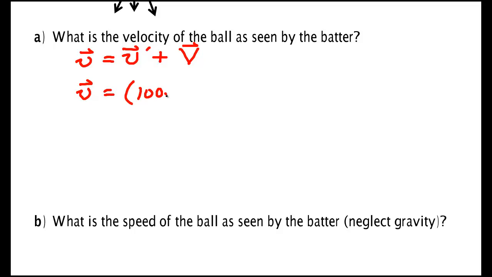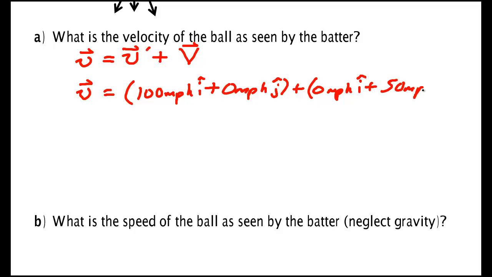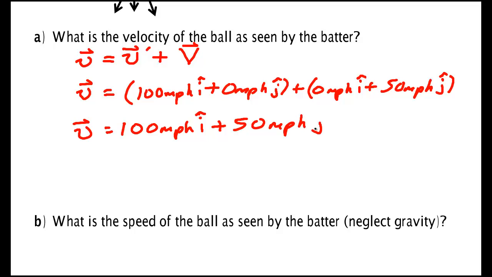Again, we know that this was 100 miles per hour in the X direction as seen by Ryan, and he saw the baseball going at 0 miles per hour in the Y direction. Ryan's velocity as seen by the batter was 0 miles per hour in the X direction and 50 miles per hour in the Y direction. Add the two vectors. You have 100 miles per hour in the X plus 0 miles per hour in the X. That gives you 100 miles per hour in the X direction. You add 0 miles per hour in the Y to 50 miles per hour in the Y. That gives you a total of 50 miles per hour in the Y direction. And that's the final velocity vector as seen by the batter.